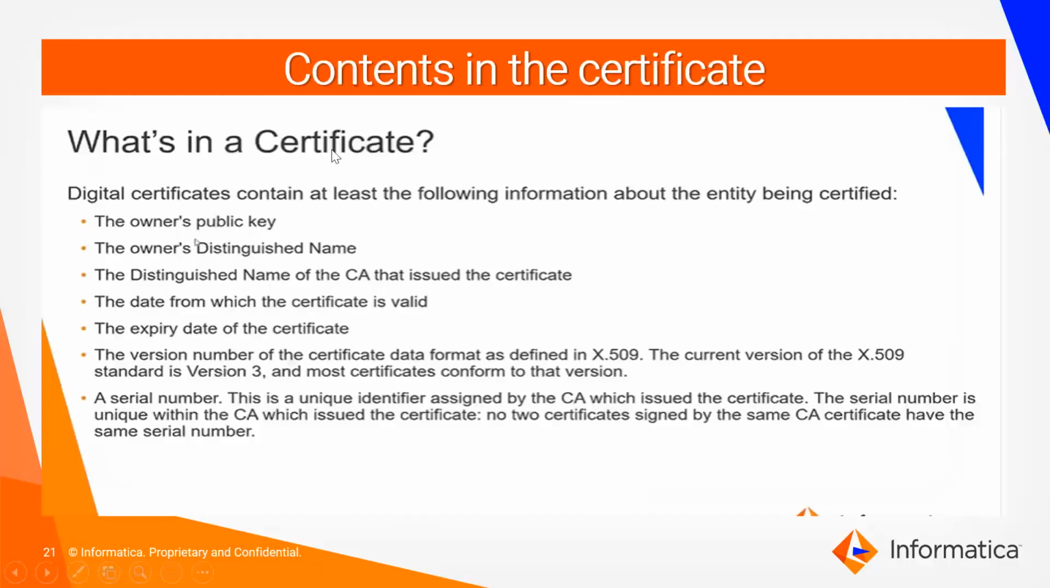Now, what are the contents present in a certificate? What's in a certificate? The digital certificate contains at least the following information. It will contain the owner's public key, the owner's distinguished name, the distinguished name of the CA, the validity date and the expiry date, the version number, and the serial number, which is a unique identifier assigned by the CA. These are the contents of a certificate.